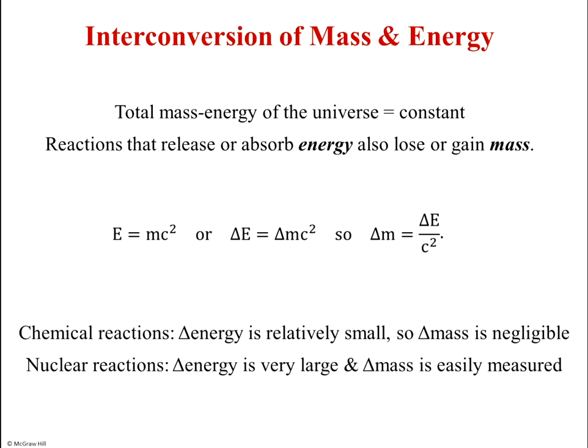Thus, for chemical reactions, the change in energy is relatively small. So if we're looking at things that are on the order of a few hundred to 1,000 kilojoules per mole, that delta E is extremely small, so the mass change is not measurable. It's effectively negligible for every process that we observe. But in nuclear reactions, delta E is very large, and so our delta mass can be easily measured.